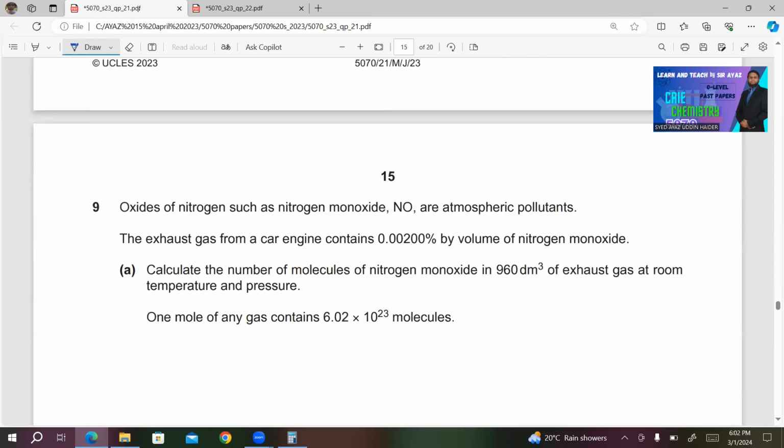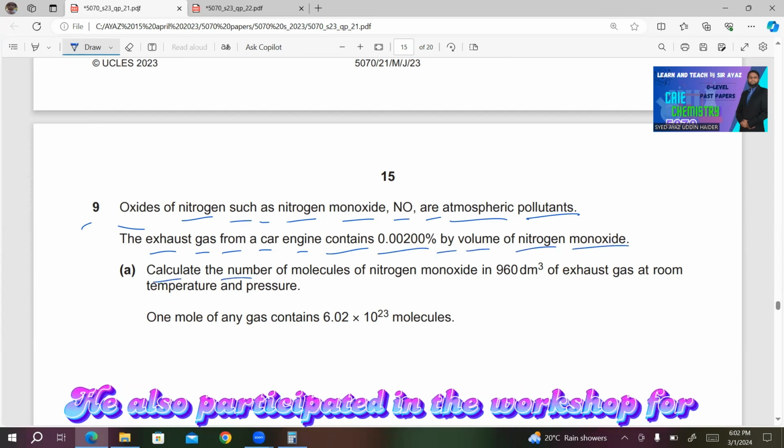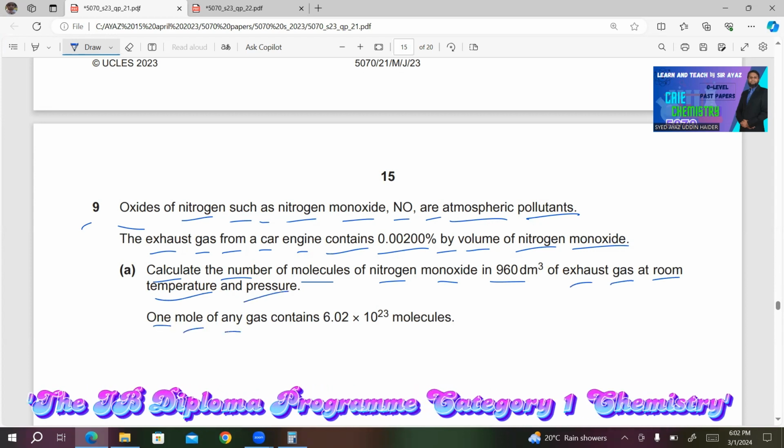Moving to question number 9. Oxides of nitrogen, such as nitrogen monoxide, NO, are atmospheric pollutants. The exhaust gas from a car engine contains 0.002% by volume of nitrogen monoxide. Calculate the number of molecules of nitrogen monoxide in 960 dm³ of exhaust gas at room temperature and pressure. 1 mole of any gas contains 6.02 × 10^23 molecules.